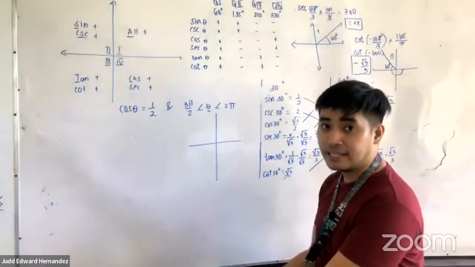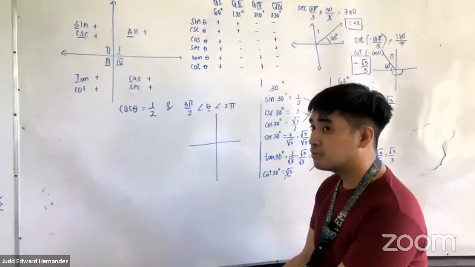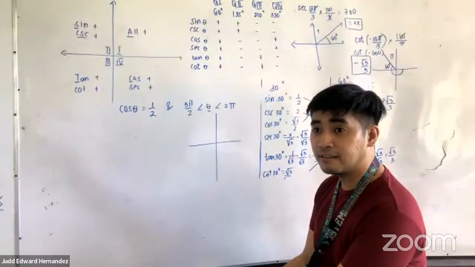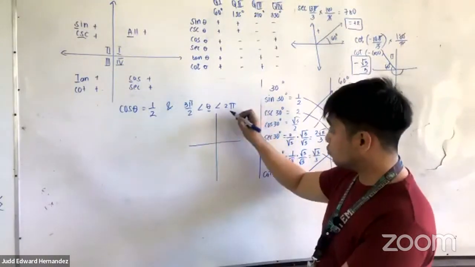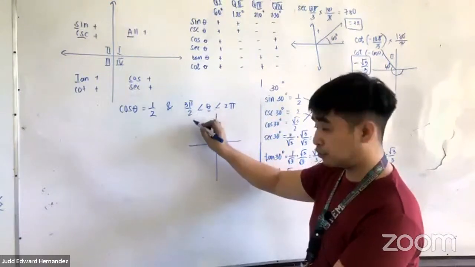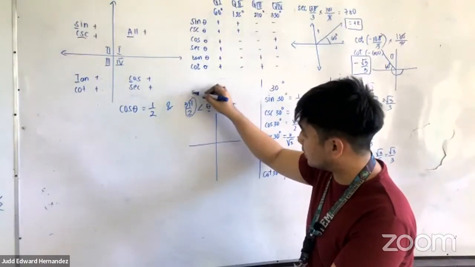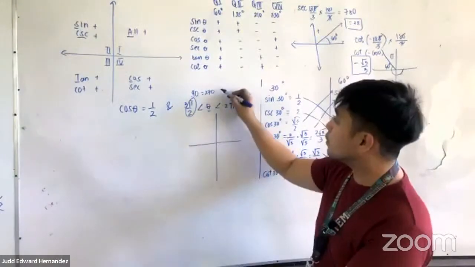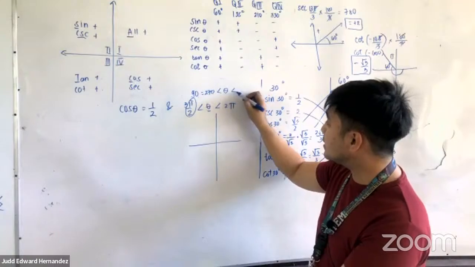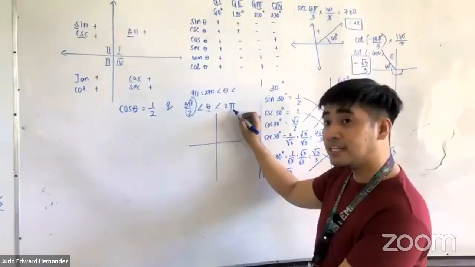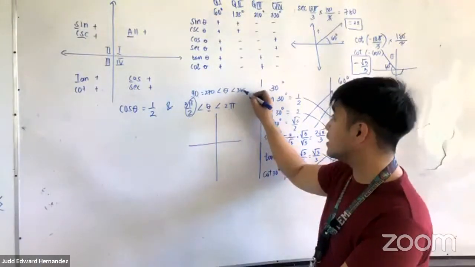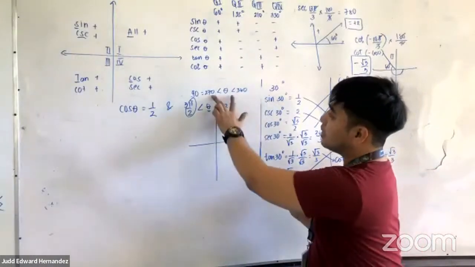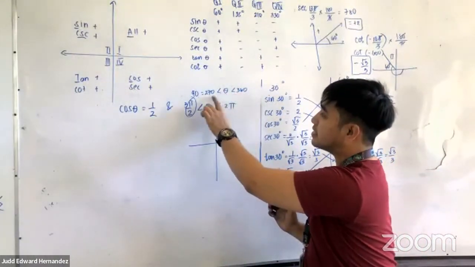Asaan ba si 2 pi? Guys, asan si 2 pi sa tingin nyo? Pag sinabi nating 2 pi, convert muna natin. Si 3 pi over 2, convert natin. Pag sinabi nating pi over 2, that is 90. 90 times 3, that becomes 270. Therefore, 270 is less than theta is less than 2 pi. 2 pi is 180 times 2, which is 360. Therefore, yung theta daw natin ay nasa pagitan ni 270 at 360.